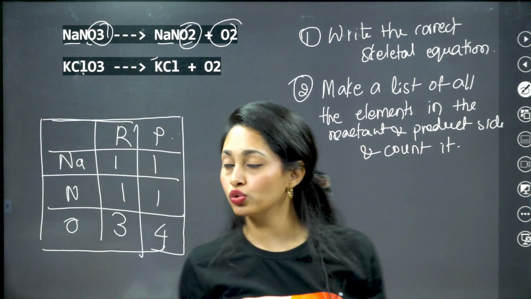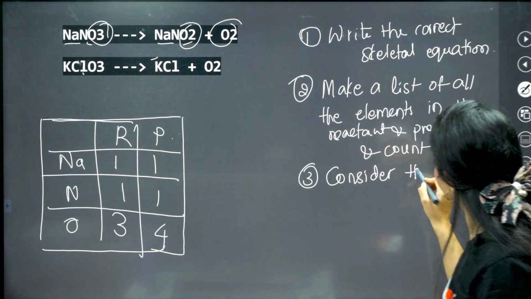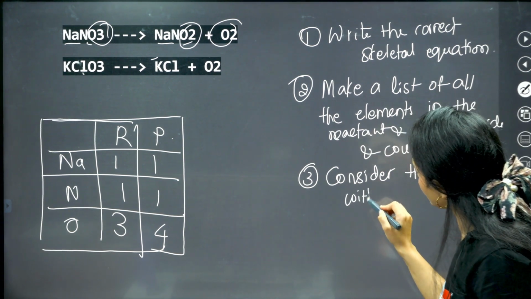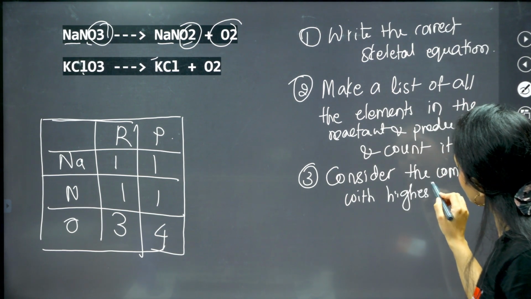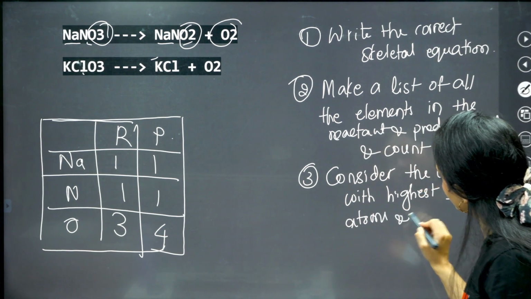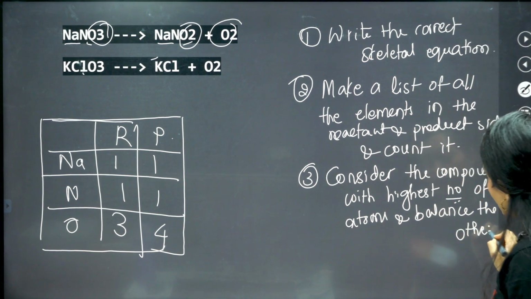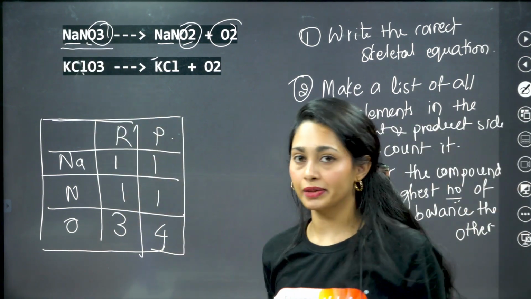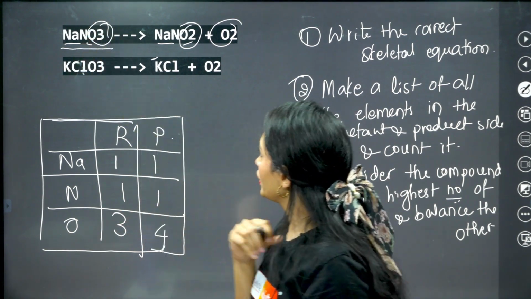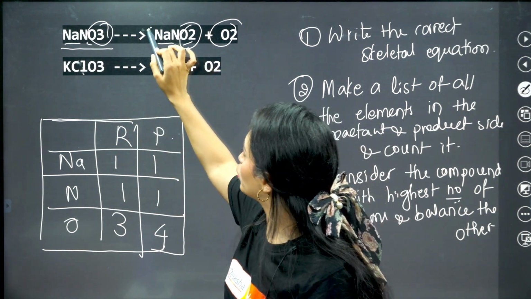Next, what do we need to do? Consider the compound with the highest number of atoms and balance the other. In here, this has the highest number of atoms. Keeping this in mind, how are we going to do that? We are going to multiply NaNO2 by 2.